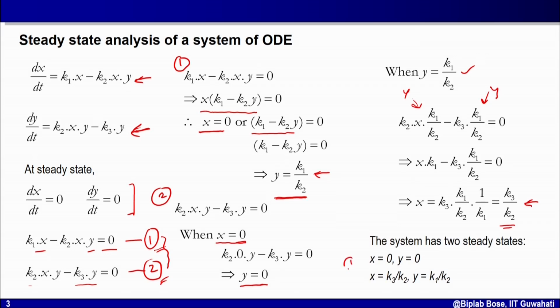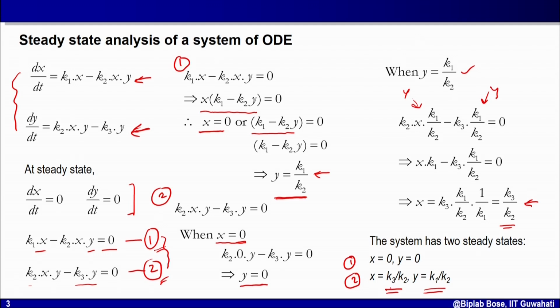The first steady state is x equal to 0, y equal to 0. You can easily see if you put this value of x equal to 0 and y equal to 0 in the original ODE, dx dt and dy dt both will be 0. And the other steady state that we have in this system is x equal to k3 by k2 and y equal to k1 by k2. You can also check it.